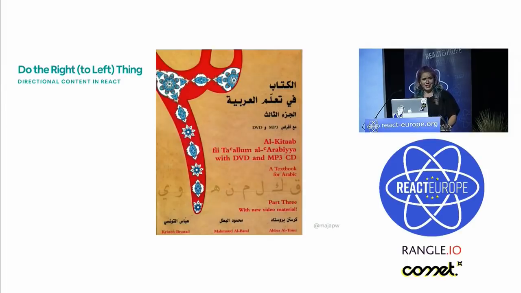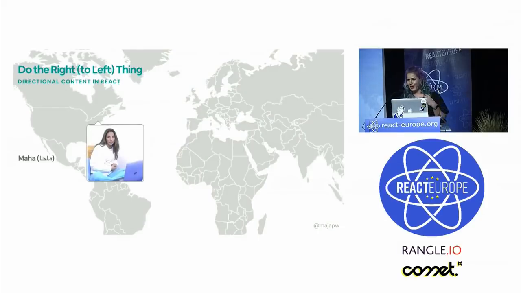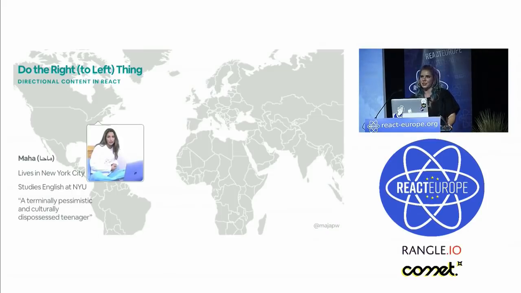If you take Arabic in the US, you're probably going to use this textbook. There's really only one textbook for learning Arabic in the United States. It's Al-Kitab. And kind of hilarious about this, people have a lot of feelings about this book. In this book, we meet Maha, she lives in New York City. She studies English at NYU, and she's been described as a terminally pessimistic and culturally dispossessed teenager.